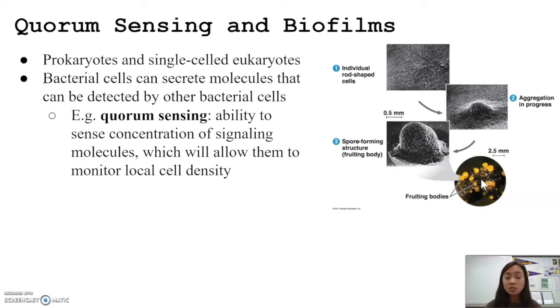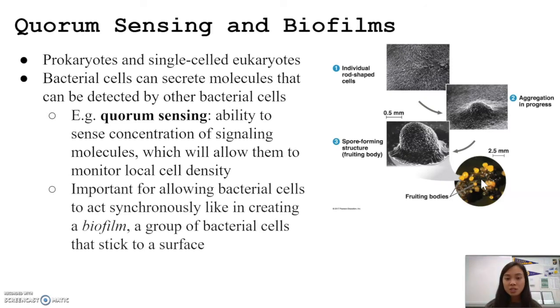So if there's more signaling molecules, they know there's a lot of bacteria around them, which will help them monitor local cell density. Again, the more signaling molecules, they're like, oh, I'm surrounded by my buddy bacterial cells. There's a lot of us here. And when there's a lot of them there, it allows them to create things such as biofilms. When they're all together, they feel that local cell density. They can act together and create things like biofilms, which are when a group of bacterial cells stick to a surface.